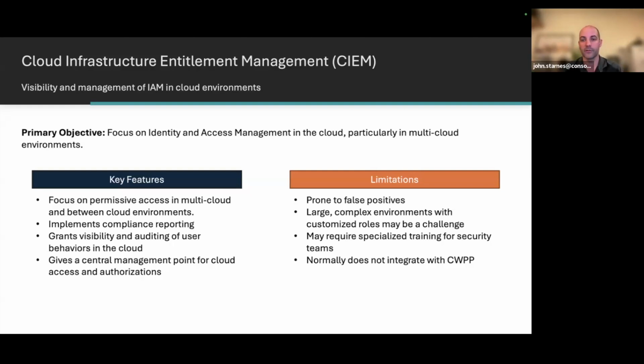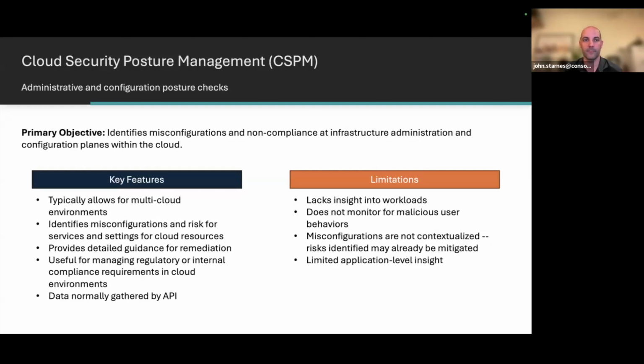One of the issues with these, or limitations, was that they were typically prone to false positives. Large and complex environments with many customized roles are very challenging here. And a lot of times this does require some sort of specialized training for people that weren't used to running or operating these tools in the past.